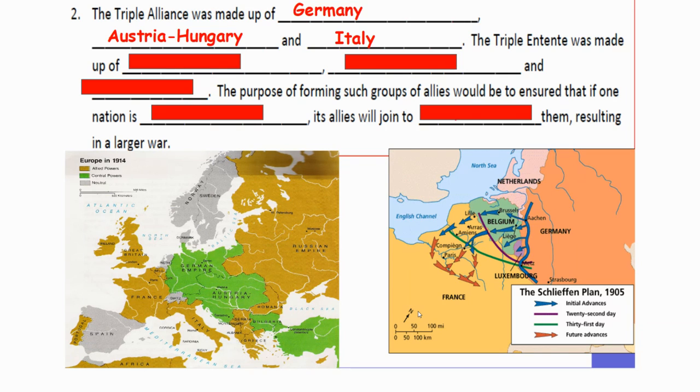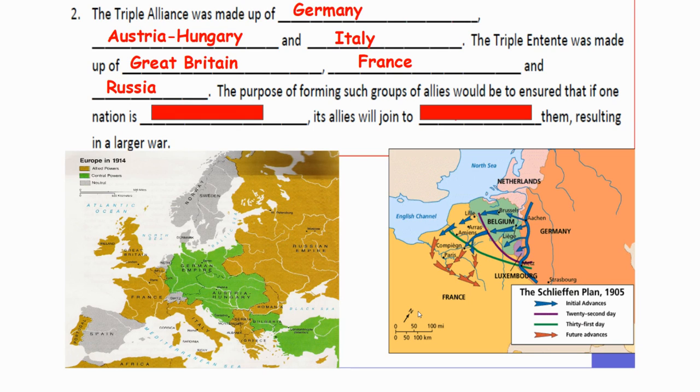The other group is what we call the Triple Entente. This was made up of Great Britain, France, and Russia. At some point, Italy is going to join them, and the United States is going to join, and we're going to change the name of the Triple Entente. We'll talk about that here in a moment.